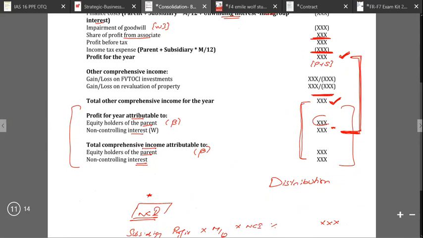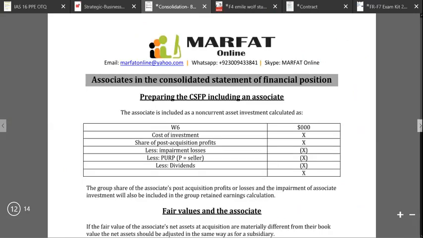This was the income statement. Now we are coming towards the associate. An associate is something in which we have 20 to 50% shareholding, and we are required to do the equity accounting. Equity accounting means that one figure will be recorded in the statement of financial position and the other figure will be recorded in the statement of profit or loss.